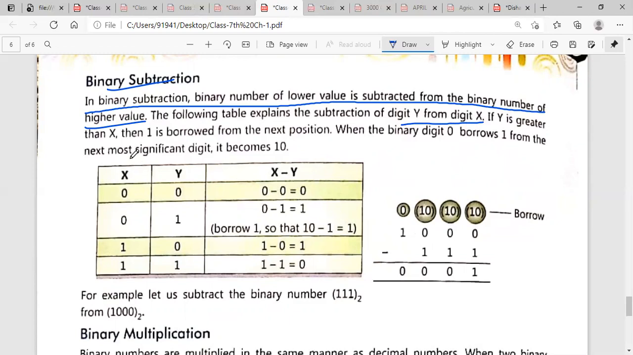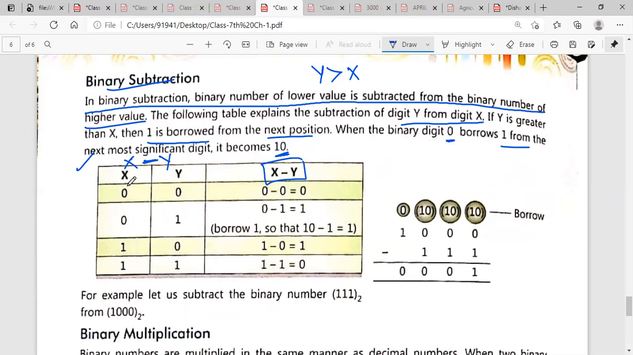You will subtract y from x here. You will do it like this. If y is greater than x, then 1 is borrowed from the next position. We will borrow in this case. And when the binary digit is 0, borrow 1 from the next most significant bit. We will borrow 1 from the most significant bit, then it will become 10. Now let's see the process. Write 0 0 1 1 and 0 1 0 1 like this.